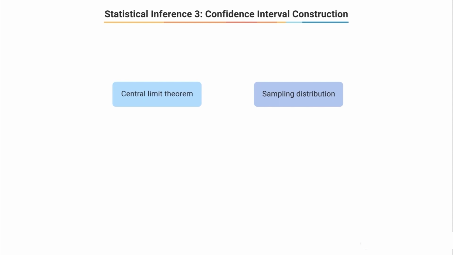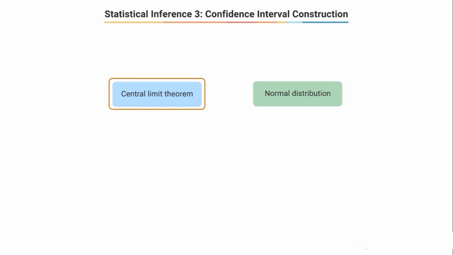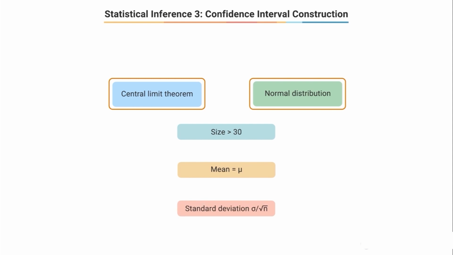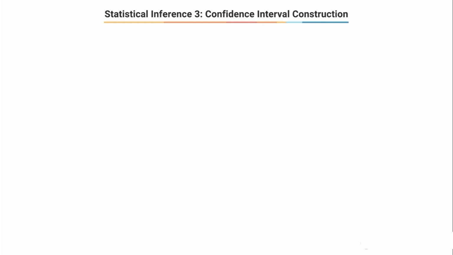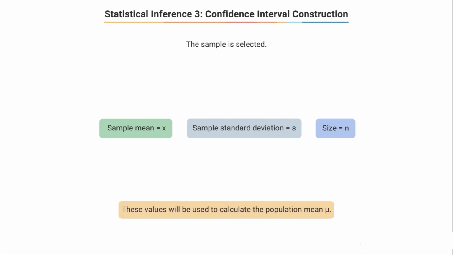Now our central limit theorem says that this sampling distribution that you have generated is going to be more and more like a normal distribution as you increase the sample size n. In fact, we assume any sampling distribution as a normal distribution if the sample size is greater than 30, which has a mean of mu and standard deviation of sigma by root n. We have selected our sample, whose sample mean is x bar and sample standard deviation is s, and the sample size is n. Now using these values, you need to come up with an interval for our population.